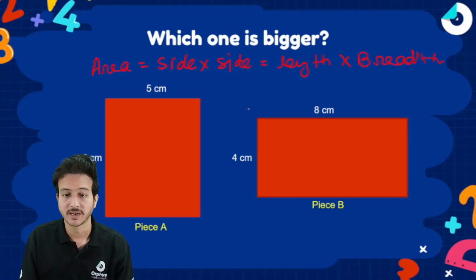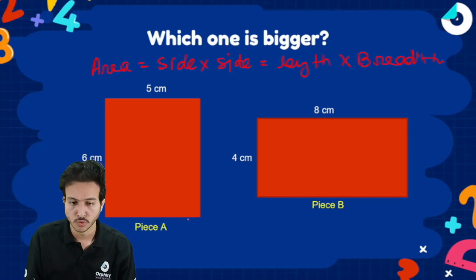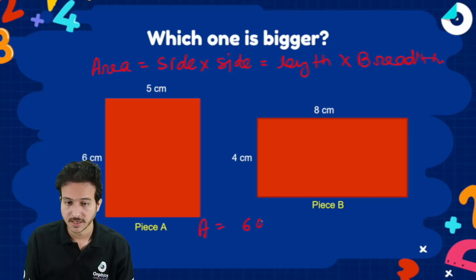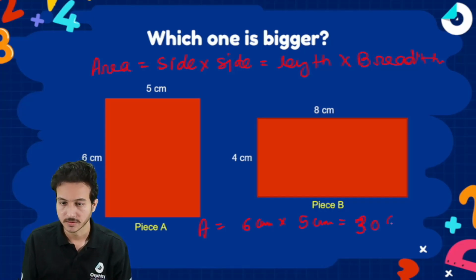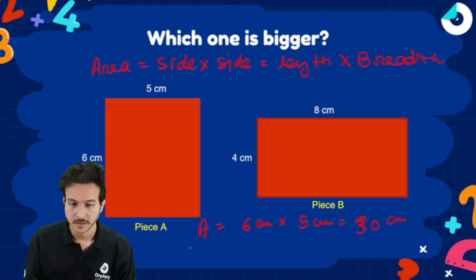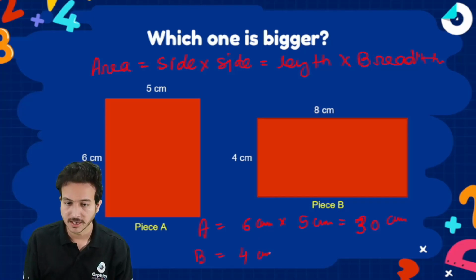Now length and breadth are given to you. For piece A you can see the length and breadth are given as 6 centimeter and 5 centimeter. You can count it down to 30 square centimeter. Again, for piece B, you can see the sides are given as 4 centimeter and 8 centimeter, length and breadth. You can count it down to 32 square centimeter.